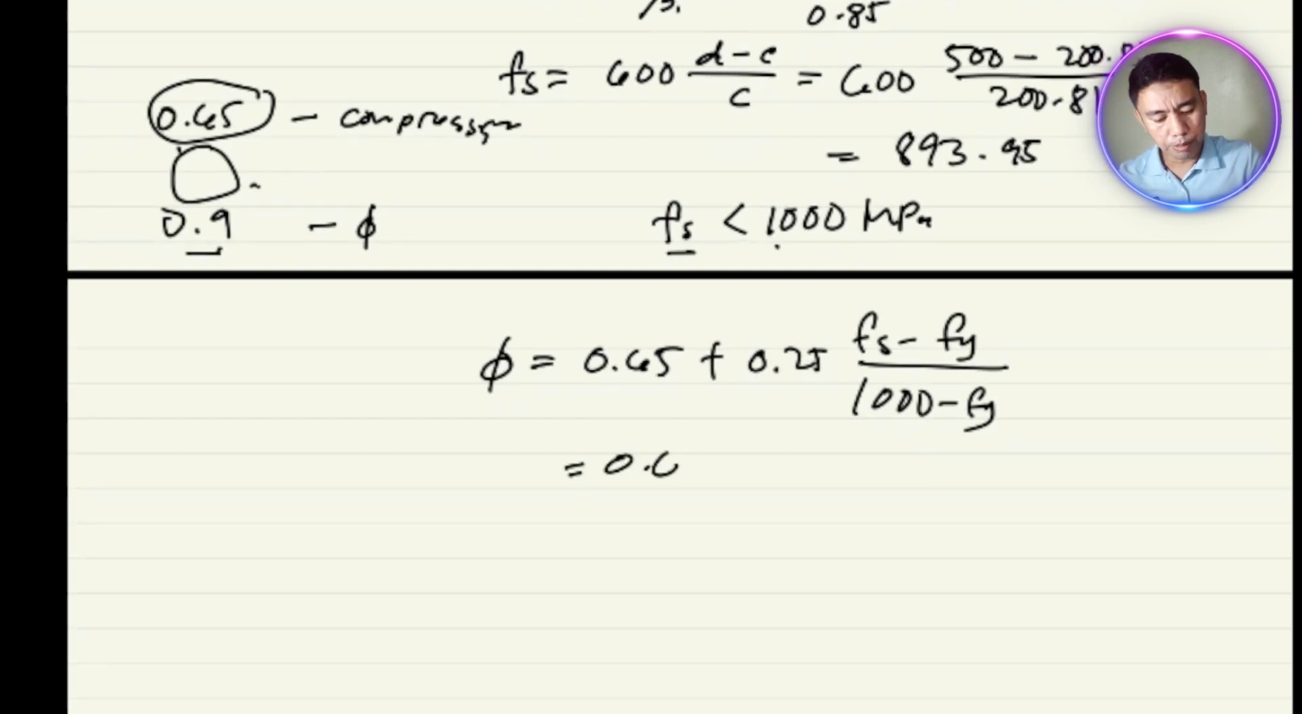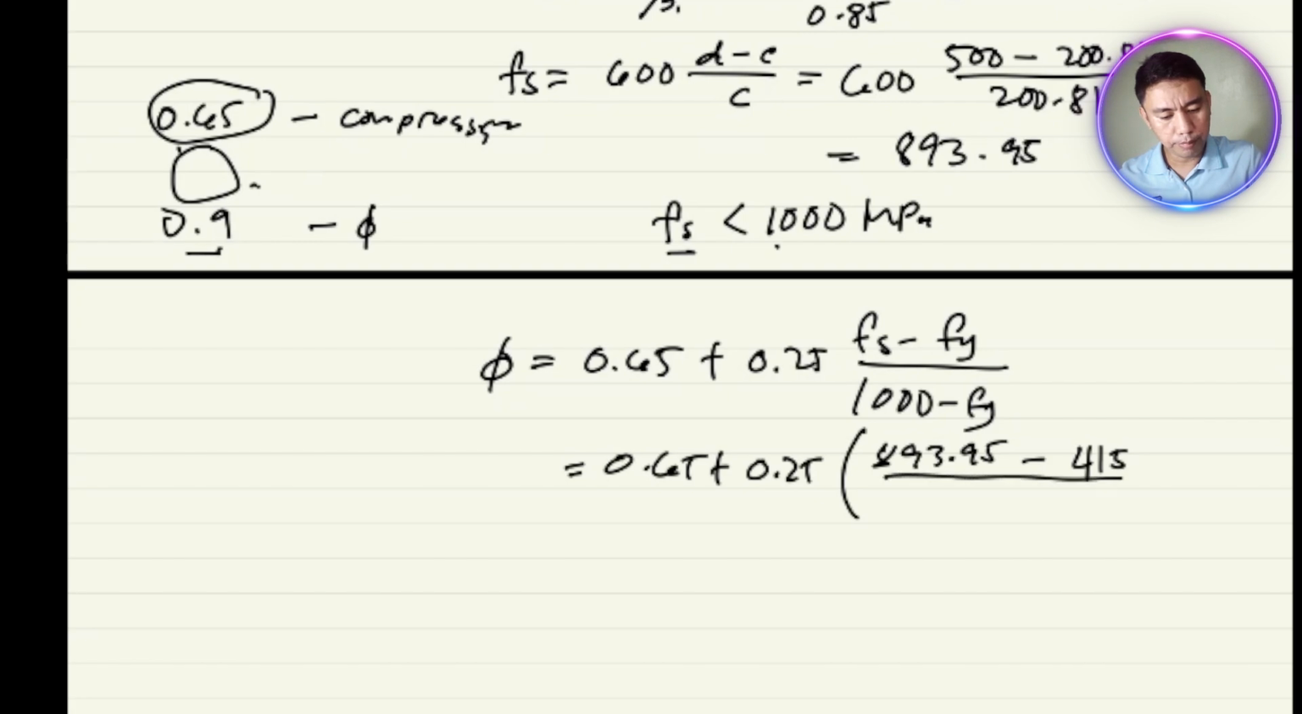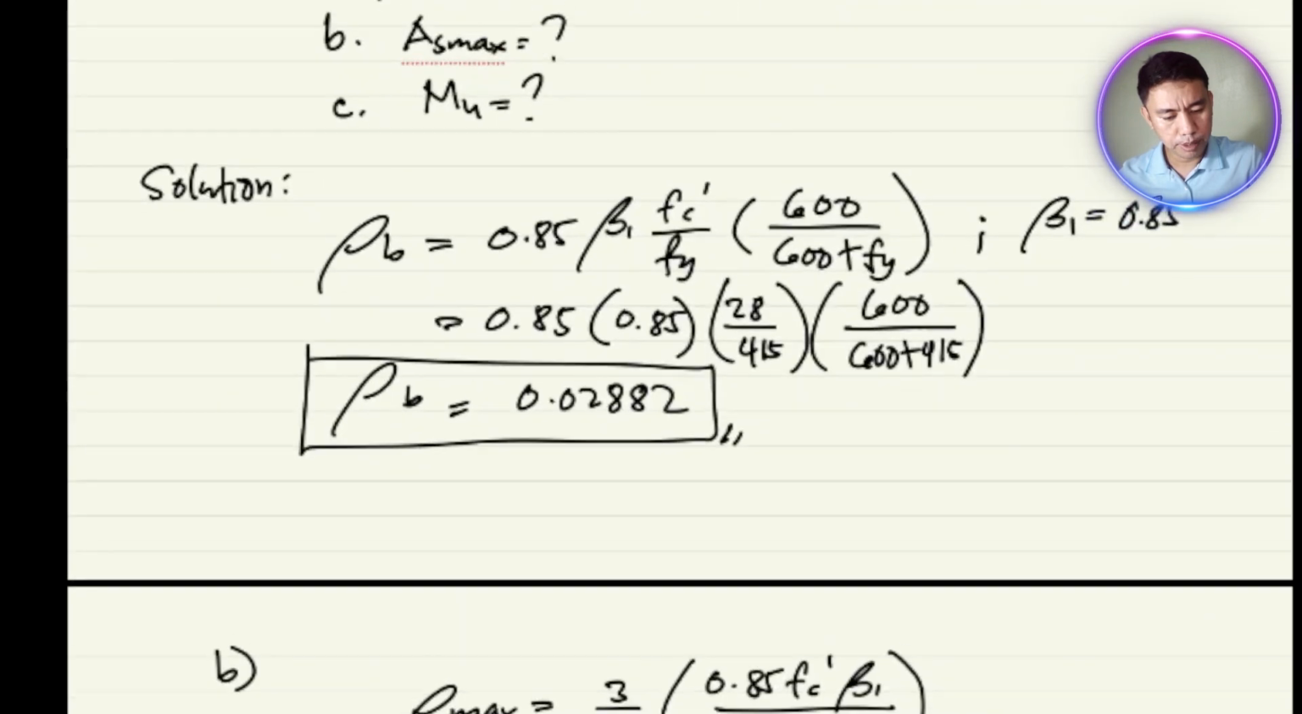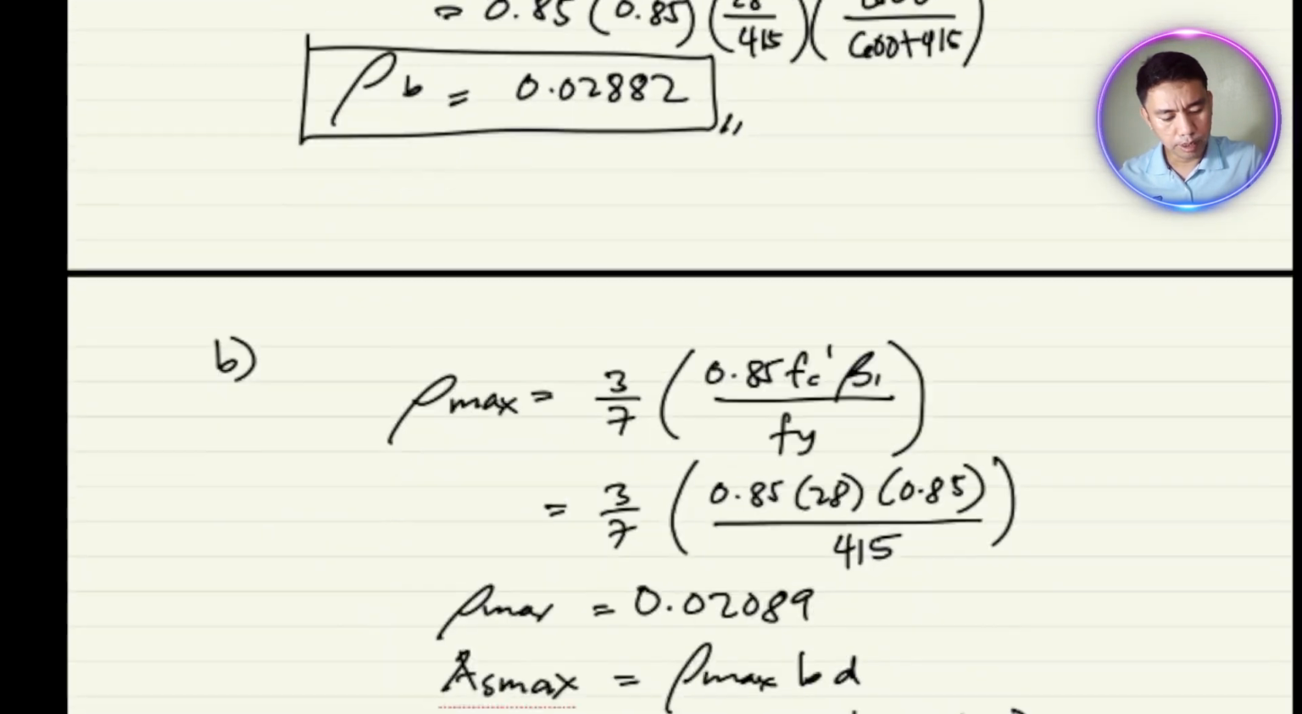So here we have 0.65 plus 0.25. Fs is 893.95 minus Fy of 415. Fy natin is 415.